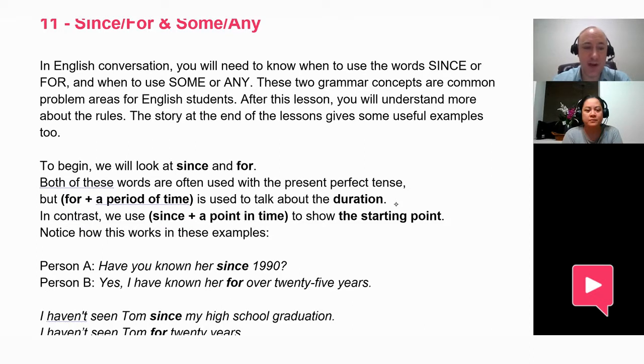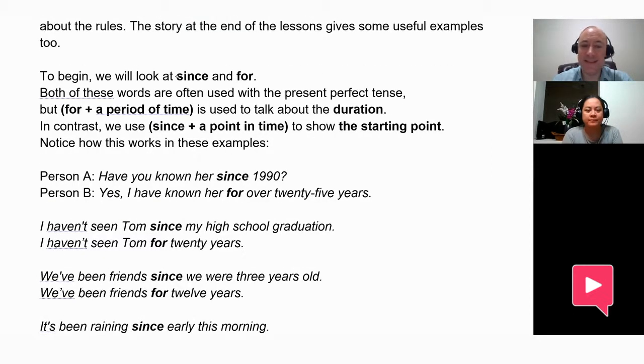So let's get started. To begin, we will look at since and for. Both of these words are used with the present perfect tense often. The difference is we use for to talk about the duration or a period of time, and we use since to talk about the starting point or the starting time.